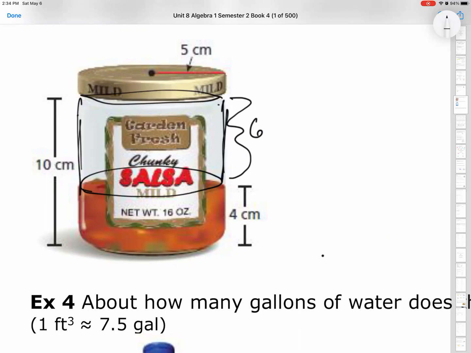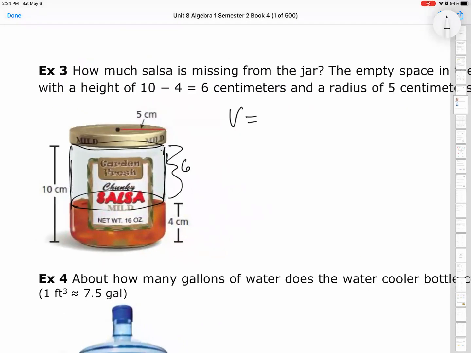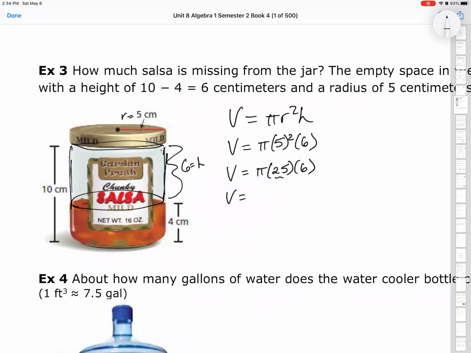Okay, so let's go ahead and create our volume equation. So it's pi r squared times height. And we know our height is the 6, and our radius is 5 from the jar. We go ahead and plug in our numbers. So V equals pi times radius 5 squared times our height 6. And so we end up with 5 squared is 25 times 6. And now when we multiply these values together, we get 150 pi.